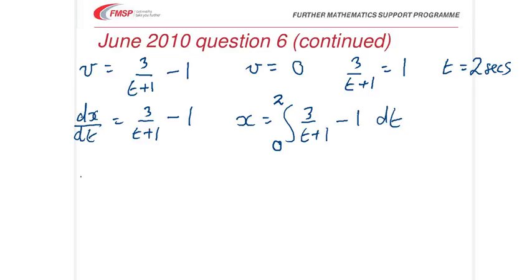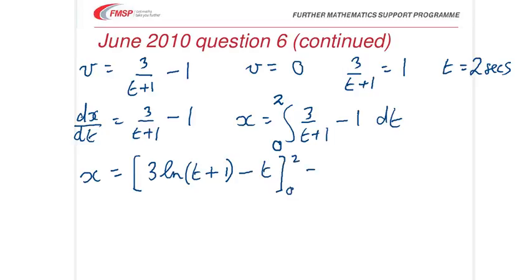So x is, well, it'll be 3 ln of t plus 1 minus t, from 0 to 2, which comes to 3 ln 3 minus 2. And that as a decimal is 1.3 meters. And that's it. As I said, you could have integrated and found the value of the constant and then put t equals 2 in, but I think that putting the limits in is quicker.